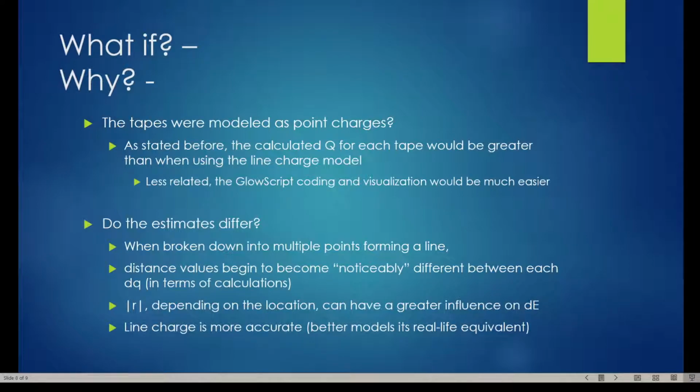As for why the estimates differ, when you're looking at the different point charges, it becomes apparent that there end up being different R values, or different distances between each charge. At any dQ system, it can have up to 10 different R values. And so this causes the E field calculations to begin to differ. And so ultimately, this means that the line charge model will be more accurate than the point charge model, because it's more akin to how the tape actually works, as the charge is distributed over the tape rather than simply at one point on the tape.